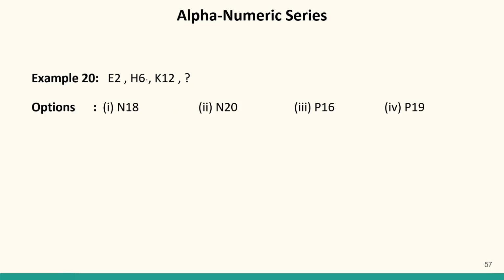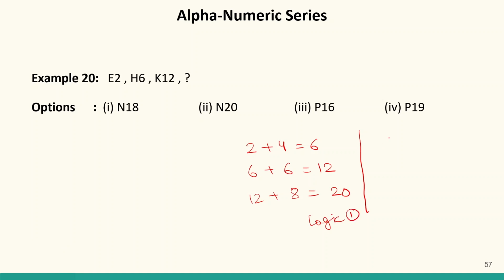Okay, let us look at this example. So numbers, I can say 2 plus 4 will give us 6. 6 plus 6 will give us 12. So next I can see there are increasing even numbers. So 12 plus 8 should give us 20. That is logic 1.